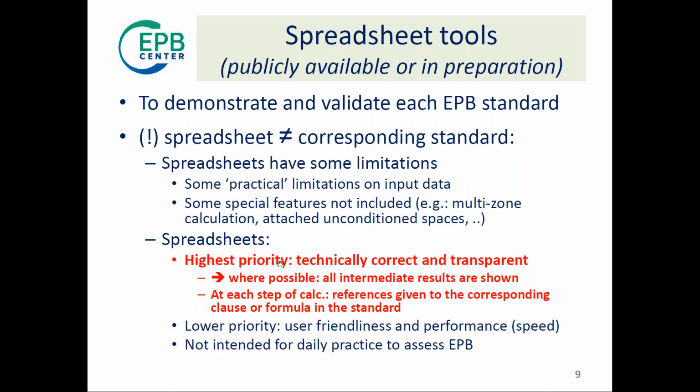So this also means that the highest priority in developing these spreadsheets was that they are technically correct and transparent. Where possible, all the intermediate results are shown. And at each step of the calculation, references are given to the corresponding clause or formula in the standard. So you can use these spreadsheets to check the standard, and also, as Jaap mentioned in the introduction, to test the usability and the sensitivity of the standards. The lower priority went to user friendliness and the performance of the spreadsheet, so the speed of the calculation. They are not intended for daily practice to assess the energy performance of a building.